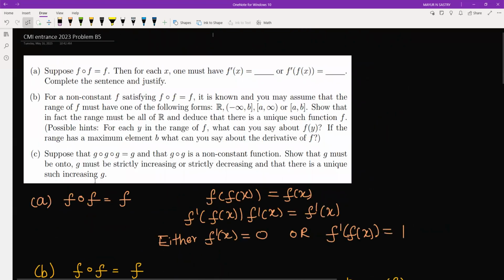Now we come to part C. Part C states that suppose g o g o g is equal to g, which means g composed 3 times is g, and that g o g is a non-constant function. Then it asks us to show that g must be onto, g must be strictly increasing or strictly decreasing, and that there is a unique such increasing g.